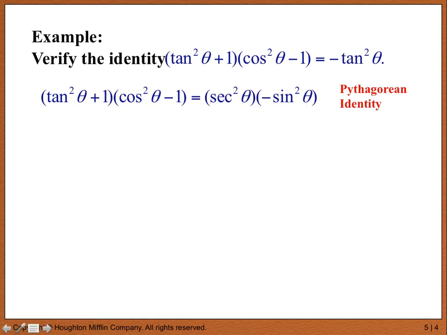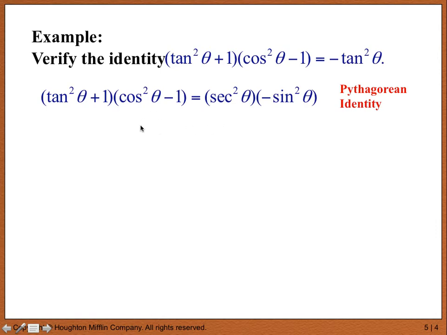If we look just at tan squared theta plus 1, we can see that that's the Pythagorean identity, 1 plus tangent squared theta equals secant squared theta. And so that's why we replace the tan squared theta plus 1 with secant squared theta.